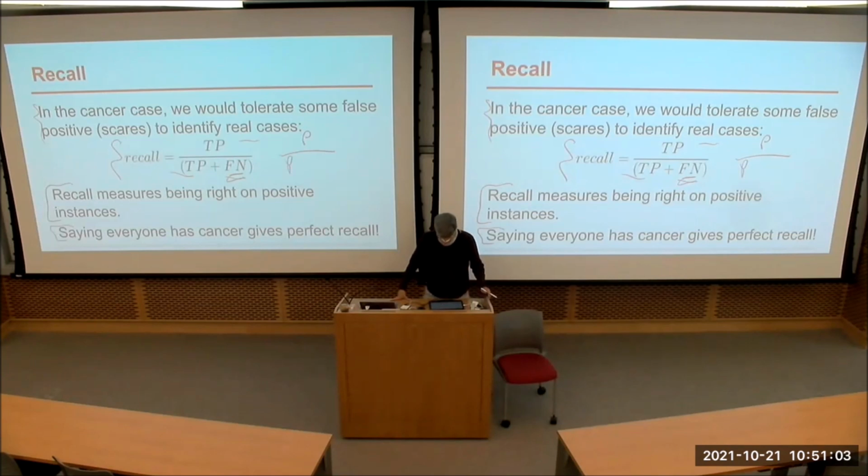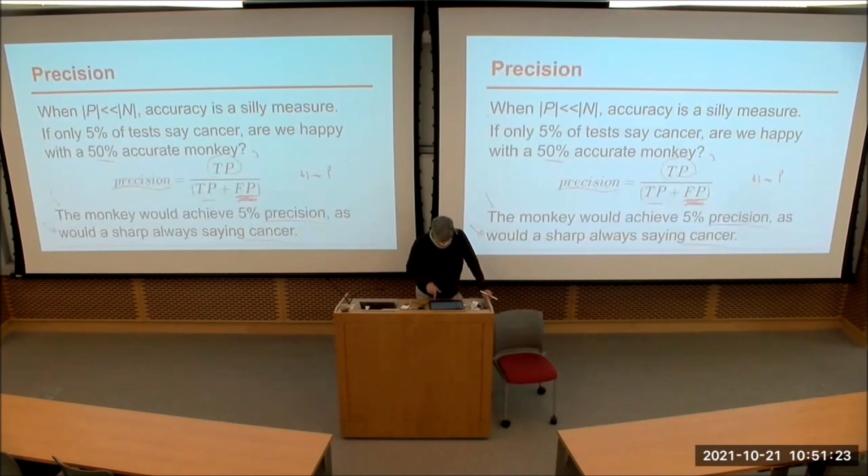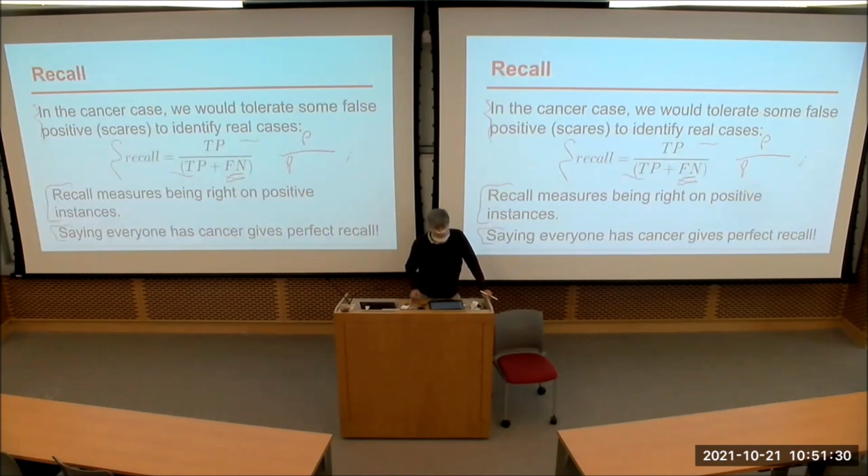How many false negatives were there? Zero. So we would get perfect recall. Recall is saying what fraction of the people that were positive did we identify as positive. It's clear we want to have a high recall, but we also want to have a high precision. And these things kind of work against each other.